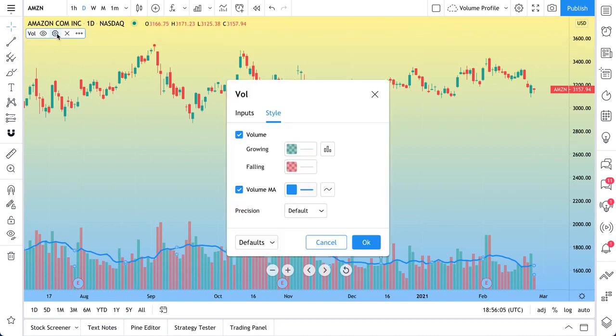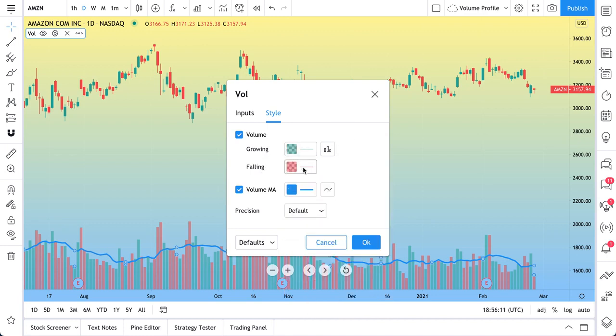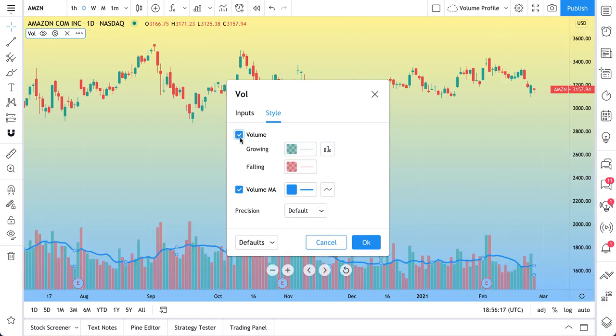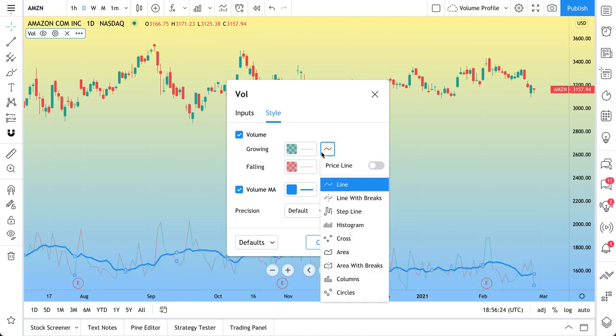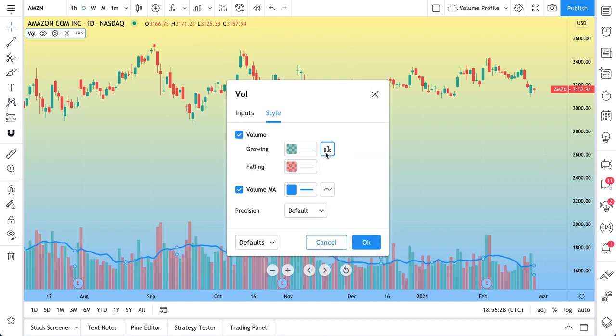Okay, if you go back to your settings, you can do some more things here. For volume that's growing, you could change the color. For volume that's falling, you could change the color. You could just uncheck this to hide it all and only look at a moving average. You could also change the look and feel of volume by clicking this, and it's at columns, but you could do a line. You could do a histogram. It's up to you. Let's stick to columns for now. Columns seem to look and feel the best.